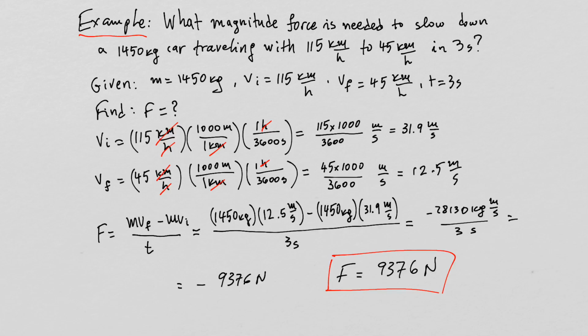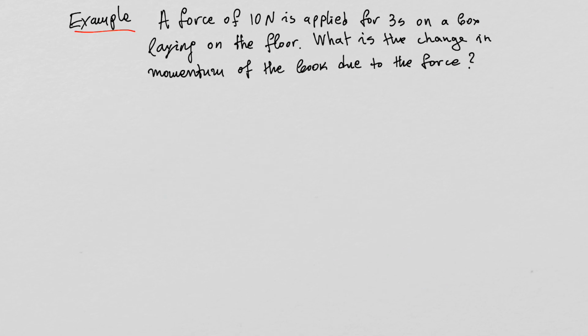So this is a consequence of the fact that force is a vector quantity, which is a quantity with magnitude, in this case 9,376 newtons, and direction. It is directed opposite to the direction of motion of the car. Let's do one more example.